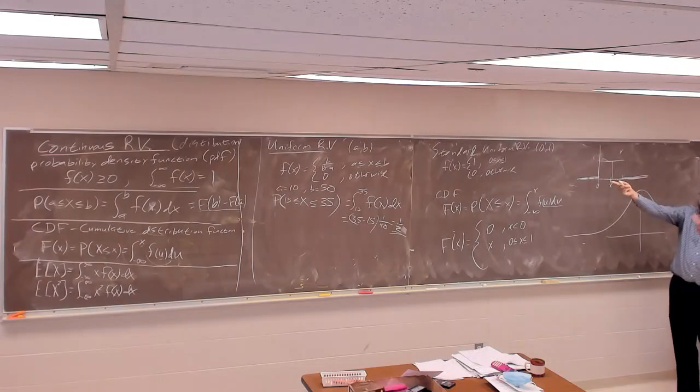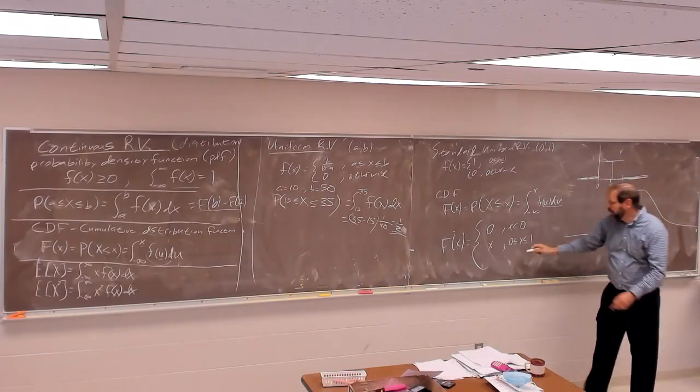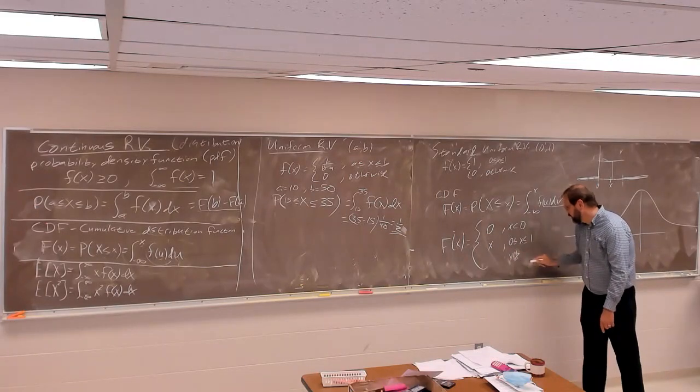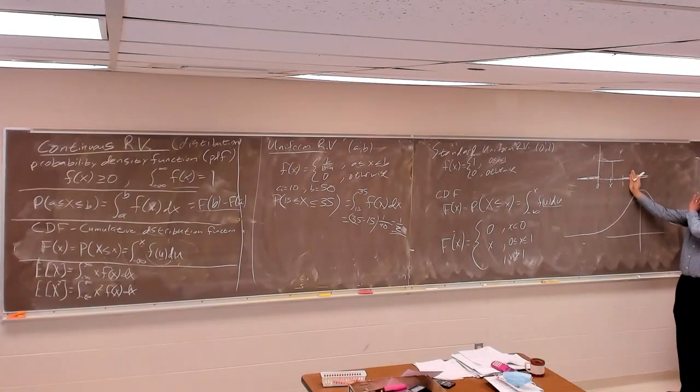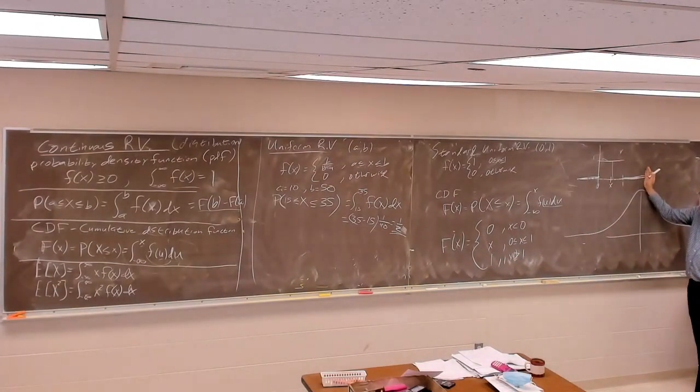And we could do this in general for the uniform, with A and B. Up to A, there's no probability. Once we get past A to B, there's some probability. It'll be x minus A, divided by B minus A, until we get up to B. But then what happens in this case when x is greater than 1? Once I move past 1, how much probability is to the left? 1. I've accumulated all of the probability up to that point.